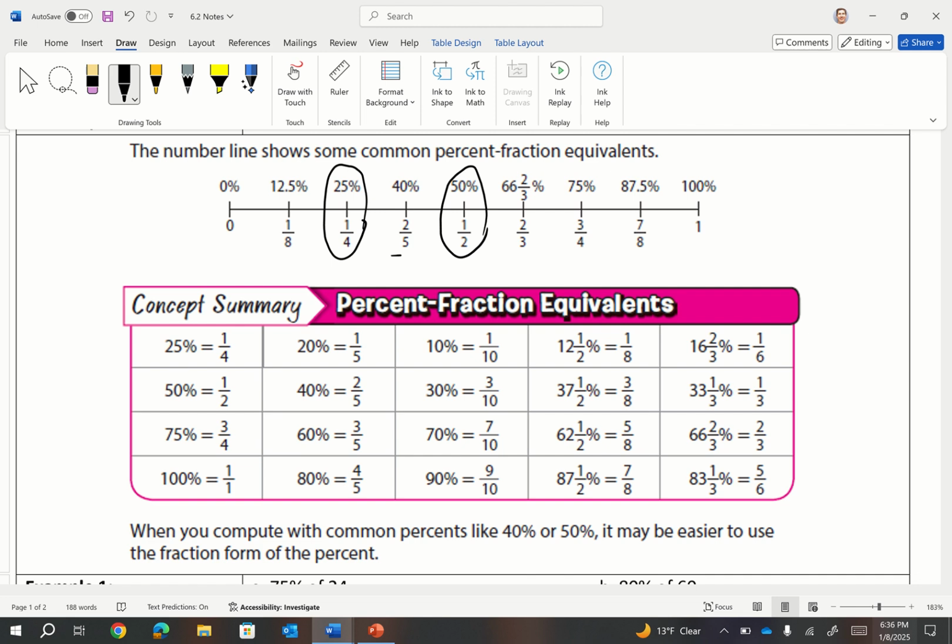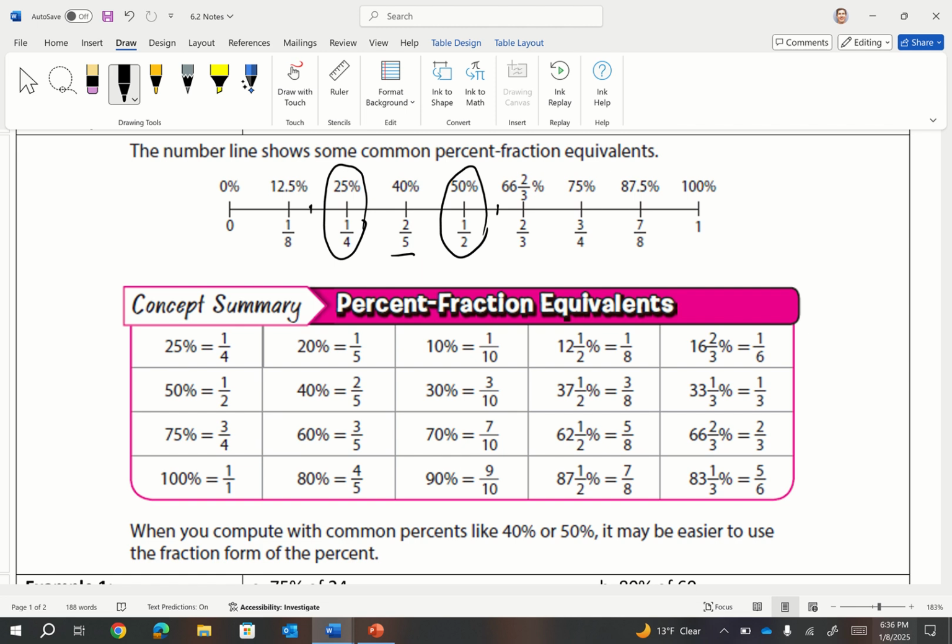Let's say we're talking about 2/5 is 40%. What if I want to know what 1/5 is? Well, if 2/5 is 40% and I want to know 1/5, I just have to cut that 40% in half. 1/5 is 20%. Or if I want to know 3/5, I'm just going to add 20%. 3/5 is 60%. 4/5 is 80%.